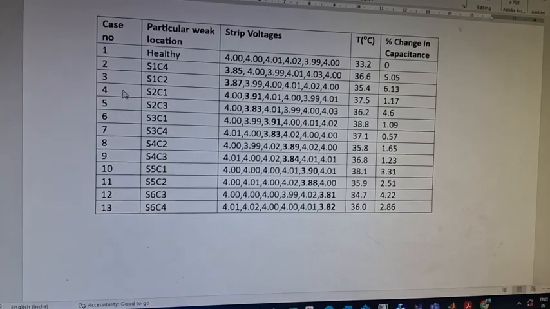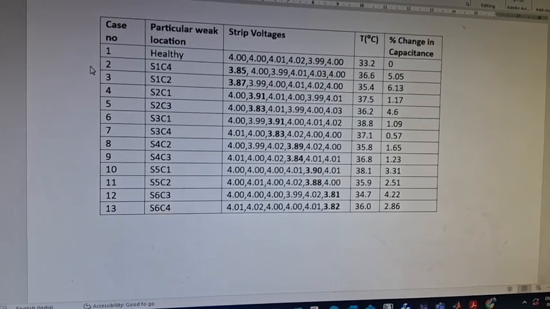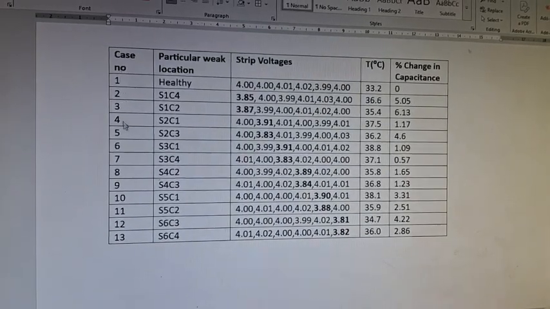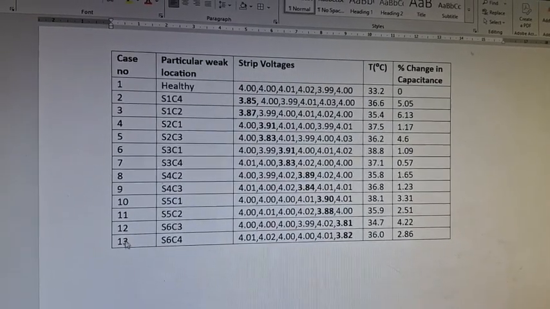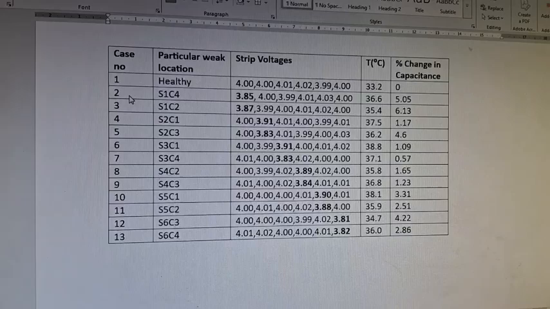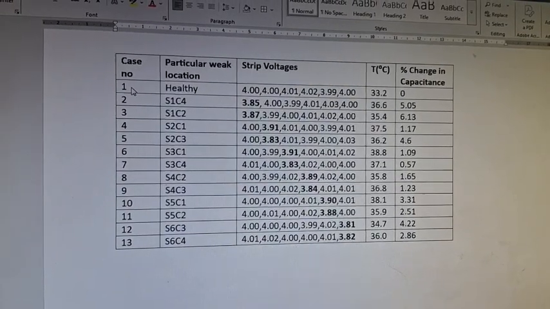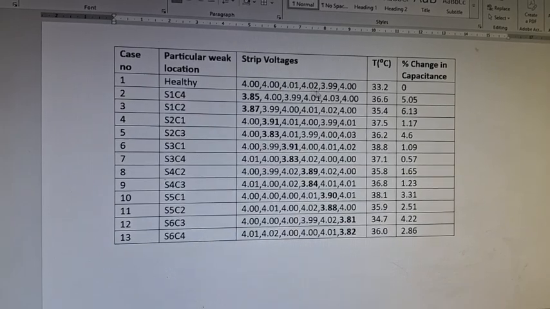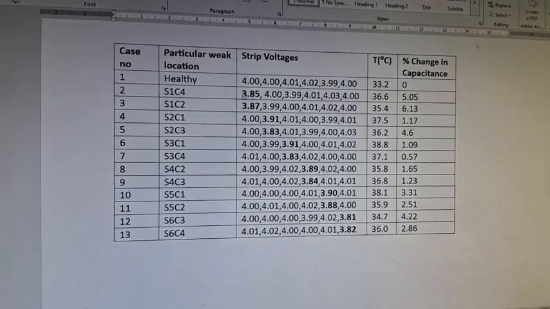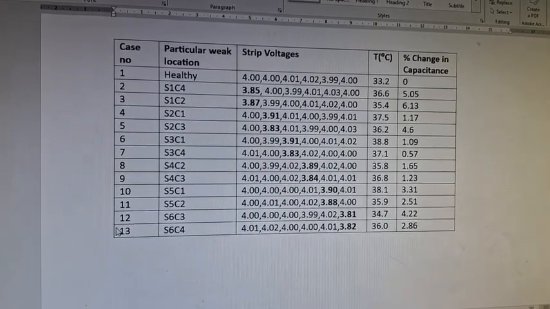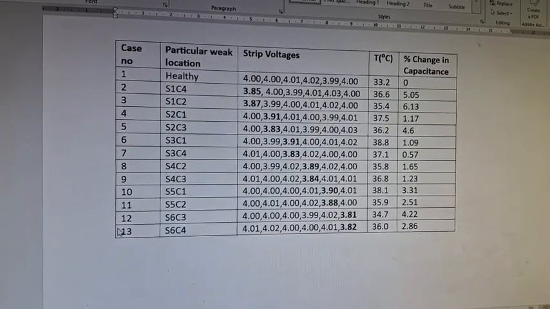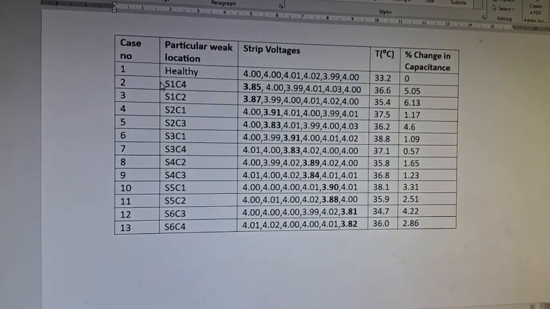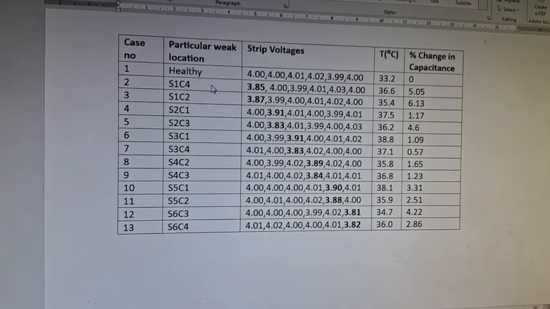Now on the screen you can see the tabular representation for our validation process. In this first column, we can see the number of test cases that were conducted. The first case is the healthy case condition where all the cells were at a healthy state, that is, nearly all the cell voltages were near 4 volt. And the rest 13 cases were the weak cases in which a healthy cell of that particular strip was intentionally replaced by a weak cell. So this second column depicts that information.